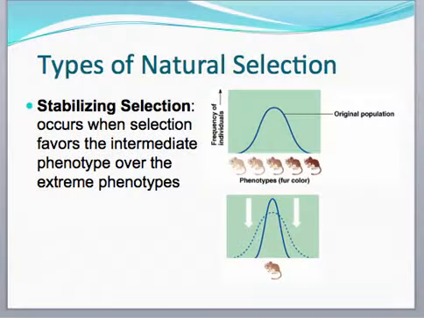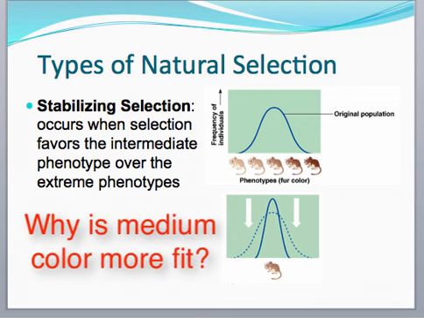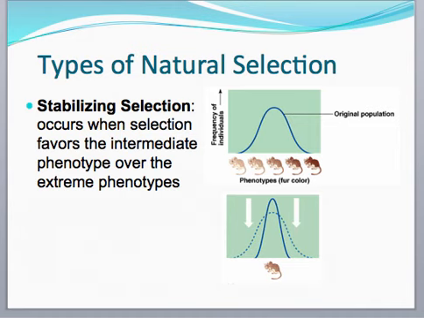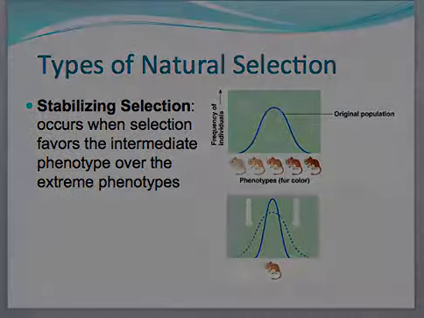Another type of natural selection, stabilizing selection, occurs when selection favors the intermediate or the middle phenotype over the extremes. So we don't have a light or a dark colored fur color anymore, just an intermediate or medium fur color. There's pressure or environmental pressure being put on this mouse population, so only the intermediate phenotypes are selected for.